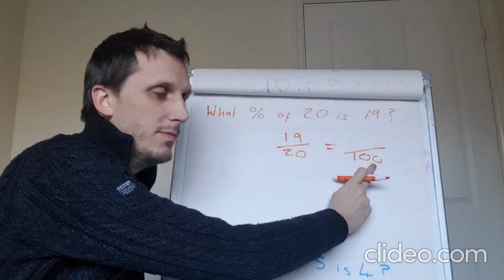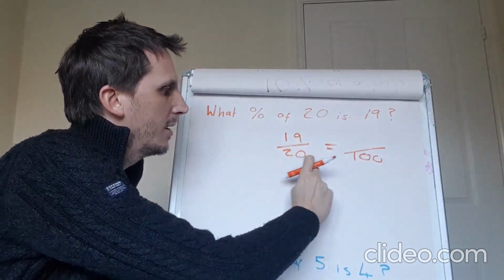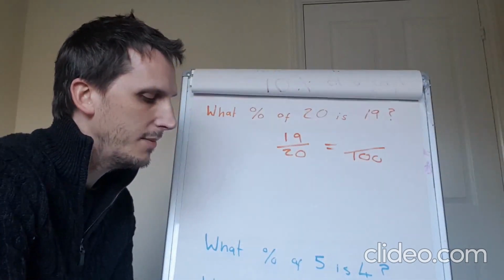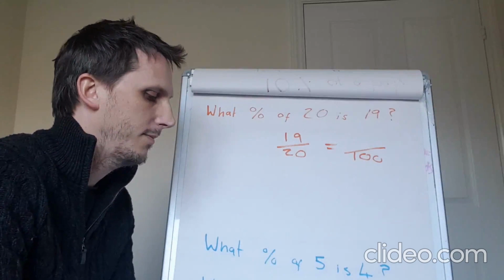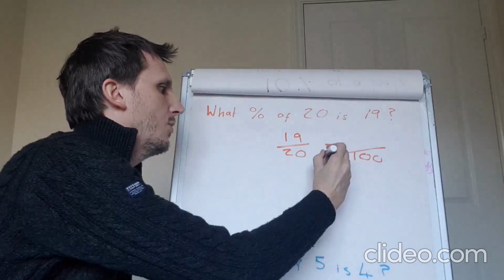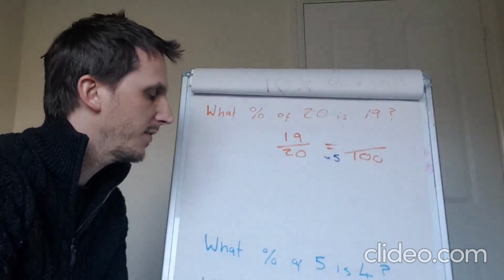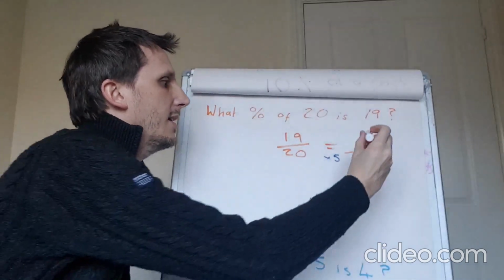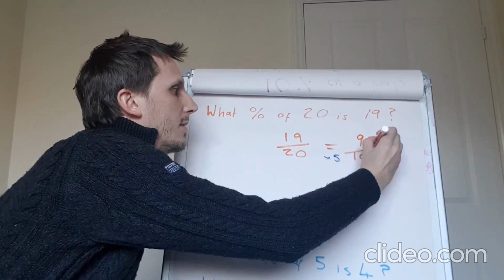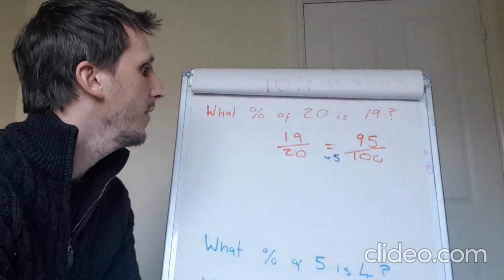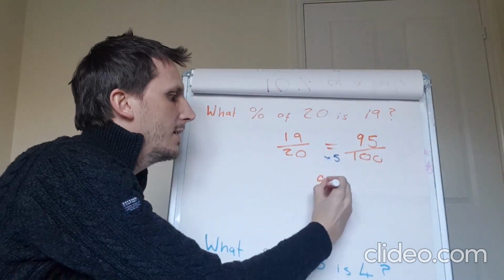Whatever we do to the bottom, we have to do to the top. So you can see at the bottom, we've multiplied it by 5, which means we have to multiply the top number by 5. 19 times 5 is going to be 95. 95 hundredths, which would be 95%.